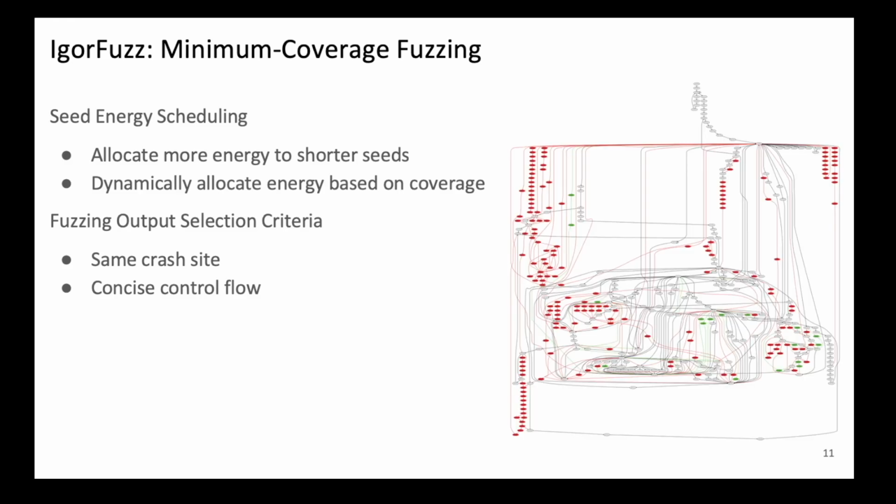This picture shows the minimization result of IgorFuzz. Red nodes indicate path segments executed by the original crash, but later pruned by IgorFuzz. The green nodes indicate new paths introduced by IgorFuzz. The result shows that IgorFuzz can eliminate a large number of bug-irrelevant paths.